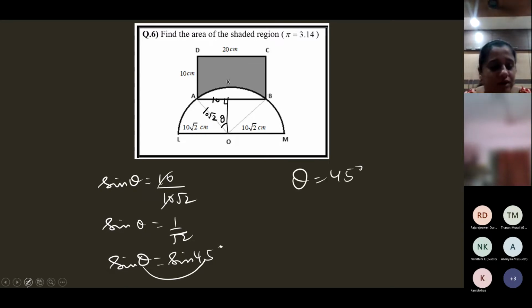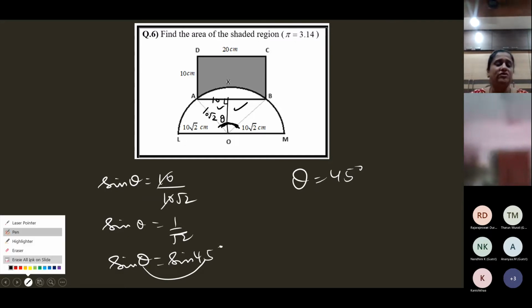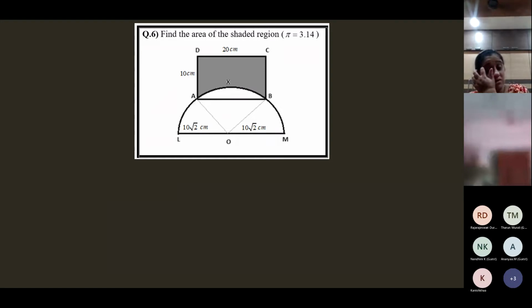So half is 45. The other one is also 45, because these two triangles are congruent. So this angle will be equal to this angle. So 45 plus 45, 90. Using trigonometry, you can find whatever the central angle may be. Converse of Pythagoras theorem will work only for 90 degrees. You can use trigonometry to find any angle, any central angle.